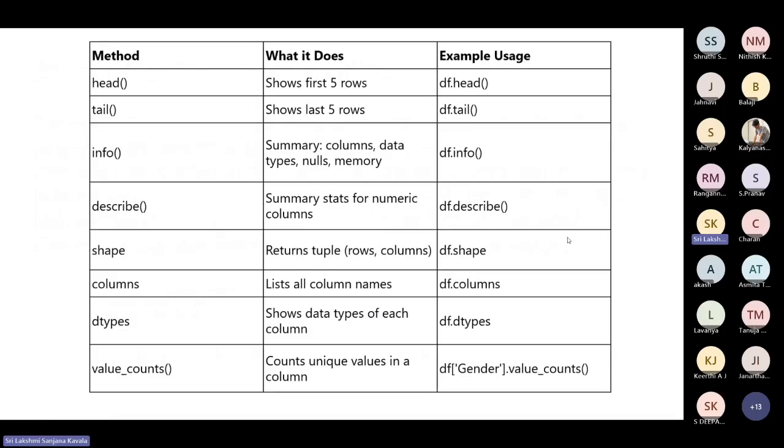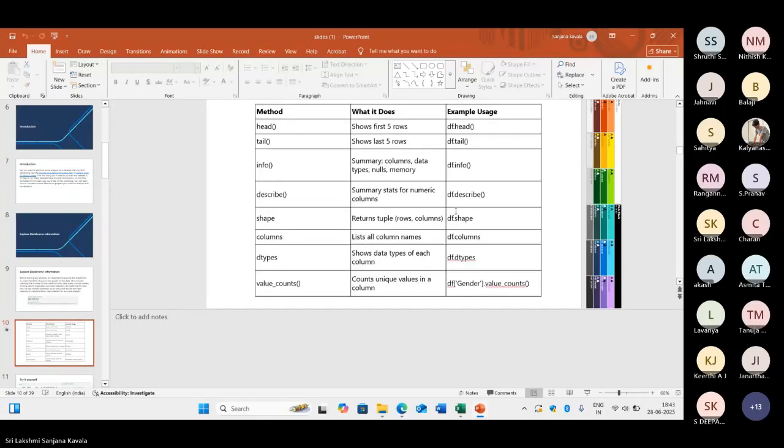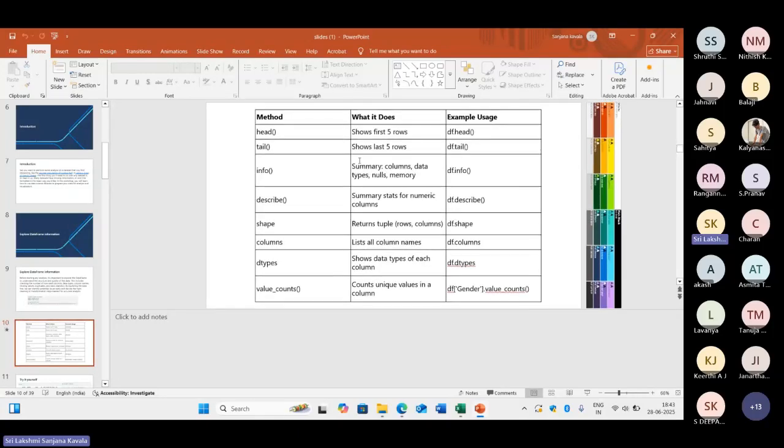And yes, these are the methods. These methods will help you understand the dataset very well before starting cleaning or transforming the dataset. So the first method is the head method. It shows the first 5 rows of the dataset.